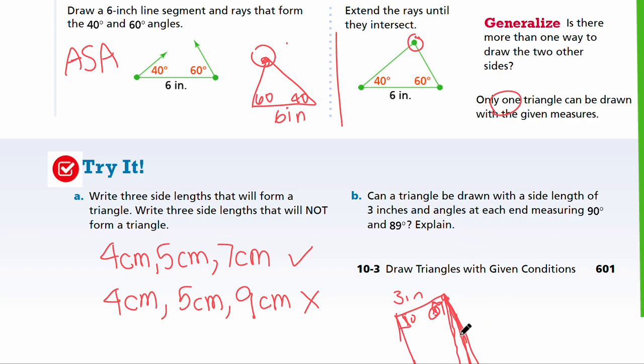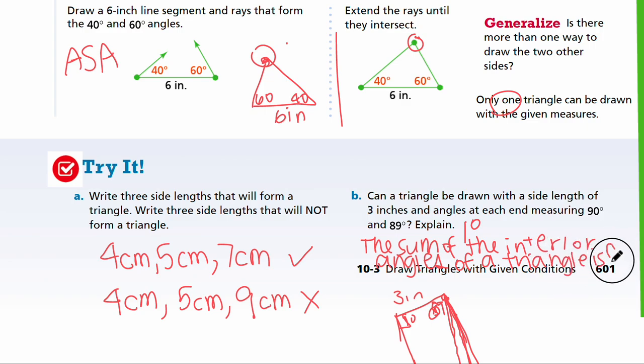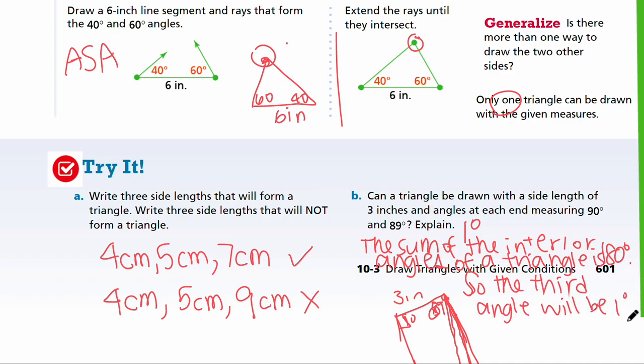So yes, the end of the triangle would probably be just 1 degree, because the sum of the interior angles of a triangle is 180 degrees. And so the 3rd angle will be 1 degree.